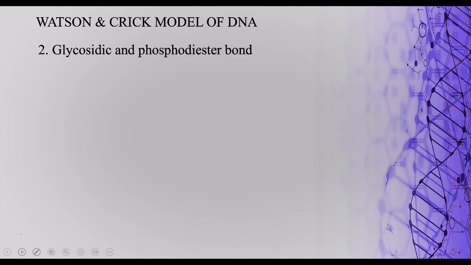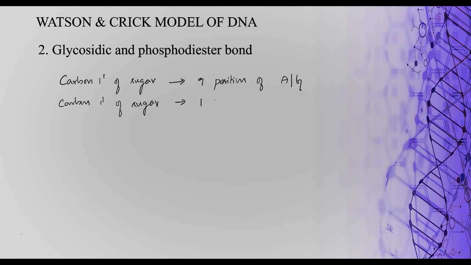So the next important feature of this Watson-Crick model is the glycosidic and phosphodiester bond. We have already discussed it, so we are not going into detail. The carbon in the first position of the sugar is attached to the ninth position of adenine or guanine, and the carbon in the first position of the sugar is attached to the first position of thymine and cytosine. So this is about the glycosidic bond, also called the N-glycosidic linkage. This is the linkage between the nitrogen bases and the pentose sugar.